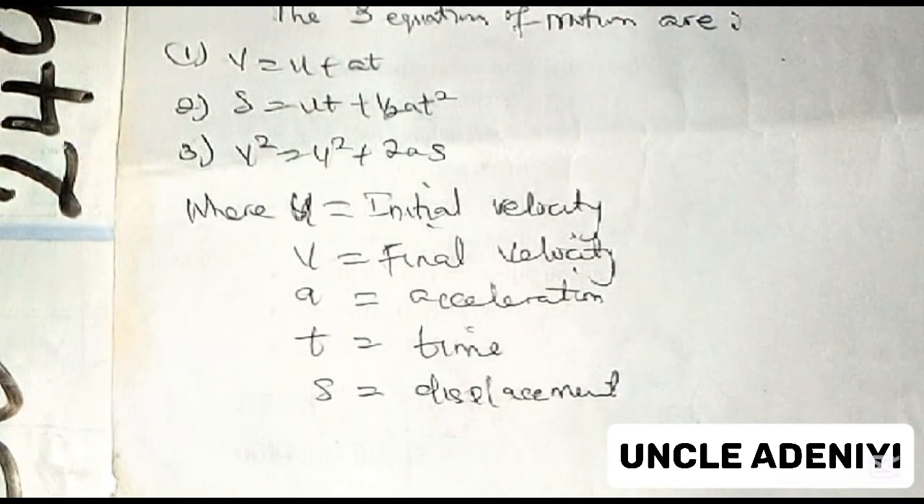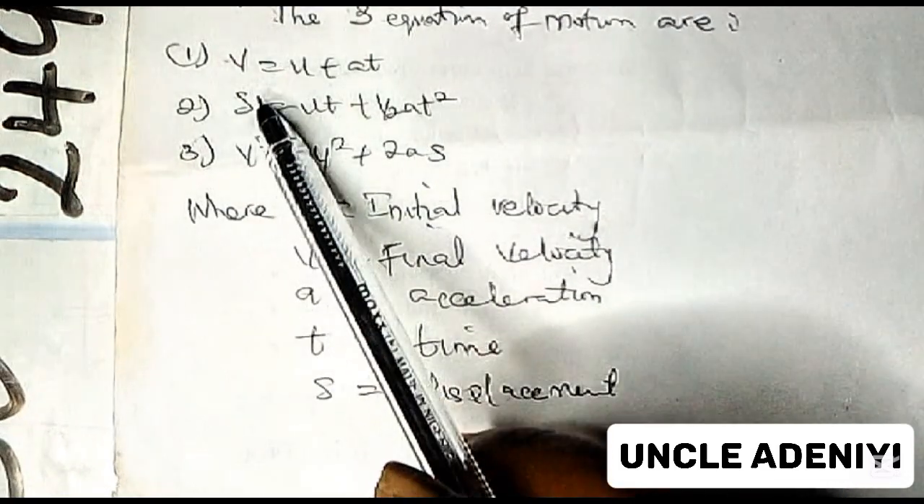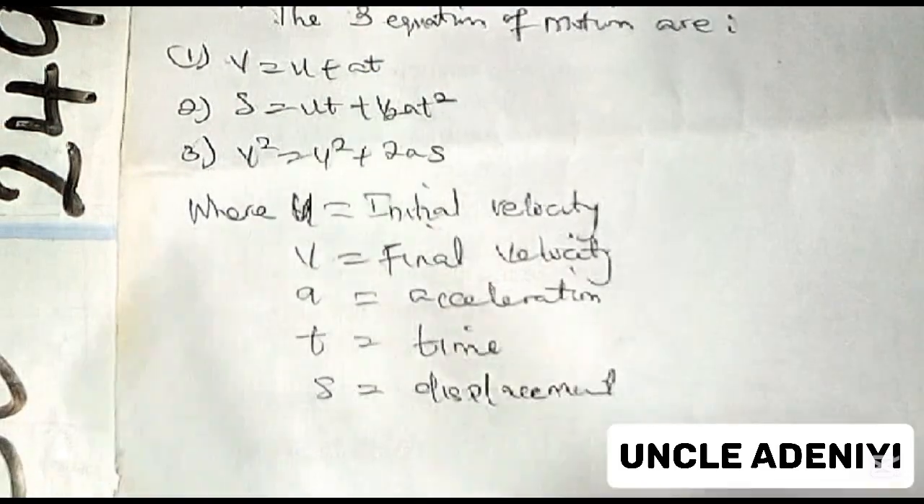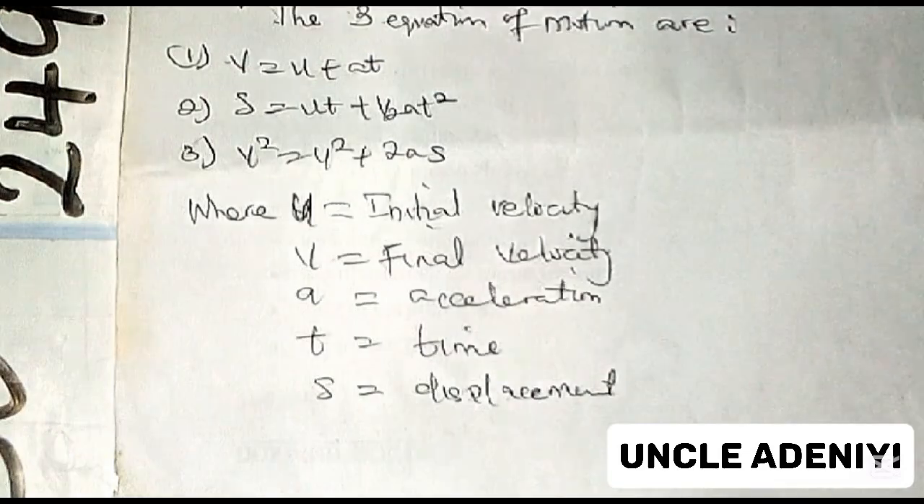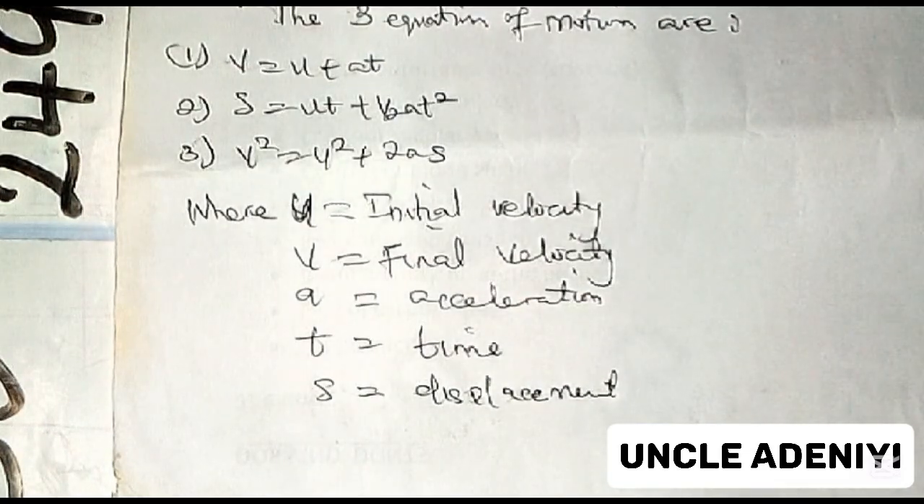Now let's move on to the three equations of motion. We have three equations of motion. The first one is V equals U plus AT. As a physics student, you have to know this formula, because you are going to need it.